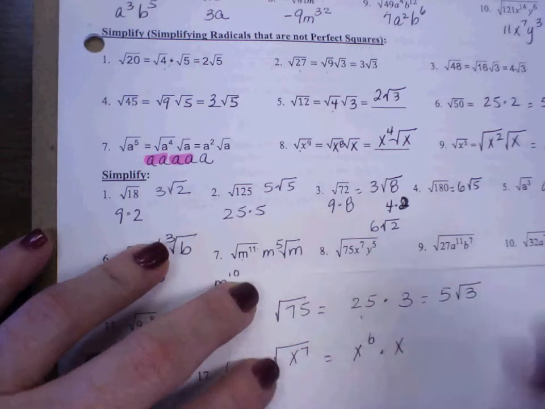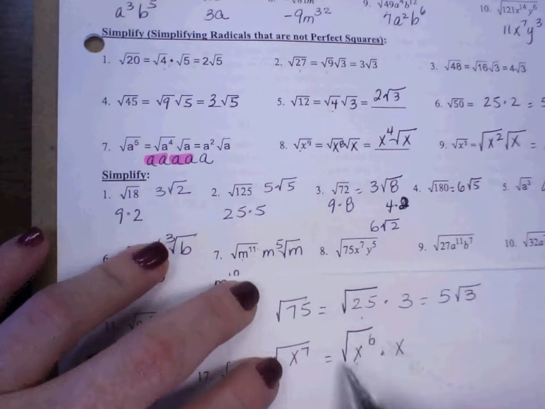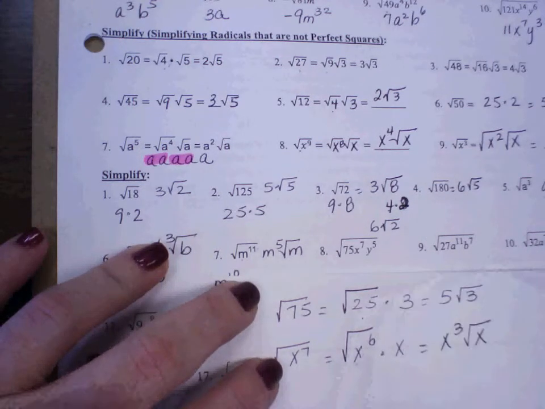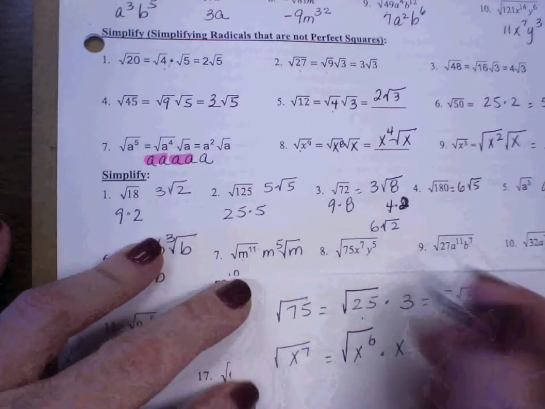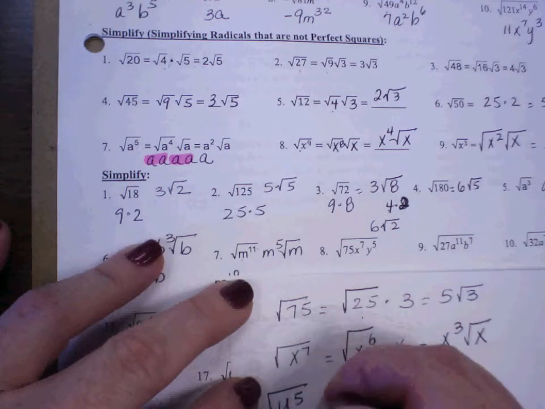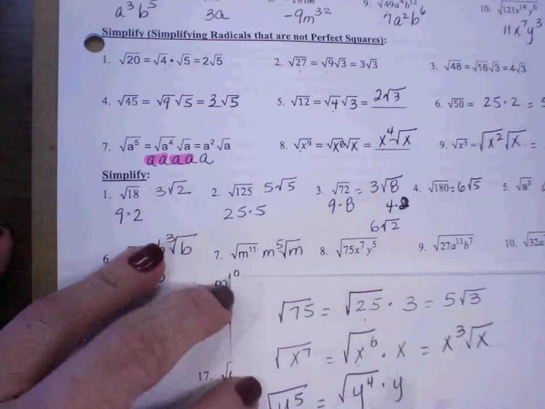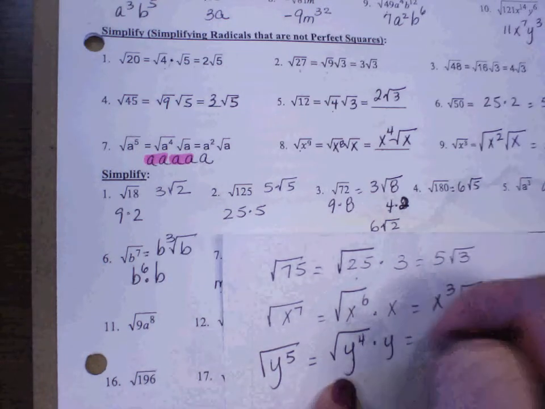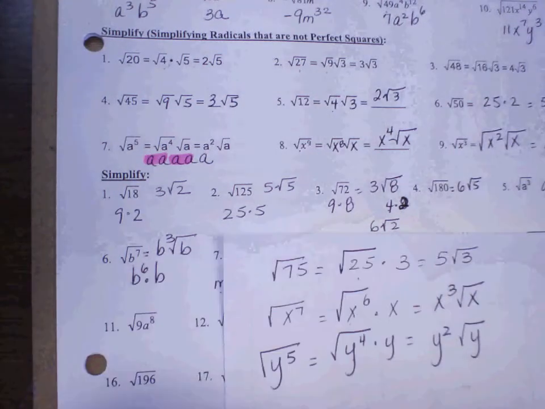All right, x to the 7 would be x^6 and x, right? Those are perfect square roots, correct? What's the square root of x^6? And then 1 x inside? Yes? Are you with me? All right, and then y to the 5th. That will be y^4 and then y, right? That's a perfect square root. So how many come out? y squared and then y.